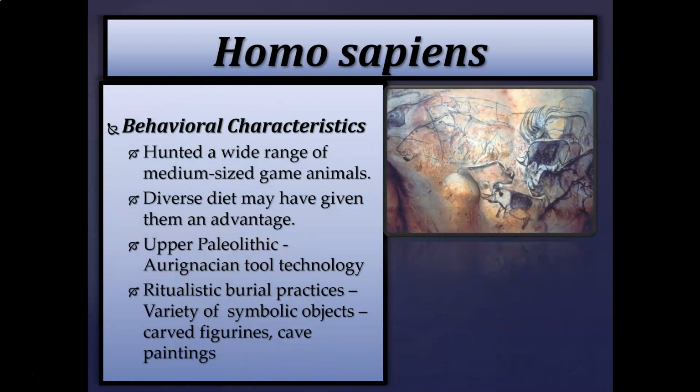All right, so some of the behavioral characteristics that we associate with Homo sapiens: they hunted a wide range of medium-sized game animals and had a very diverse diet that may have given them an advantage over the Neanderthals. Diversity in diet, again, means that they can switch food resources whenever necessary. If one food source becomes unavailable, no problem, they just switch to another one. So some paleoanthropologists have hypothesized that this alone may have given them an advantage over the Neanderthals.